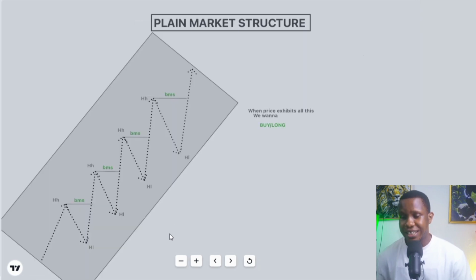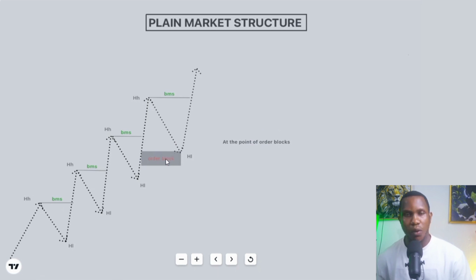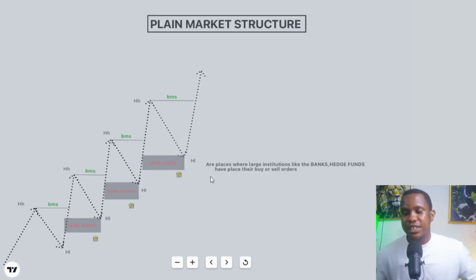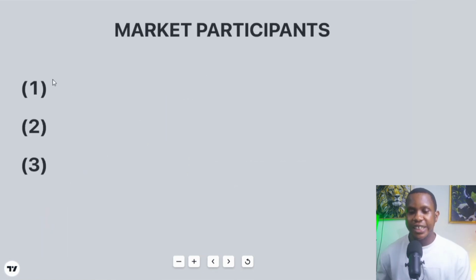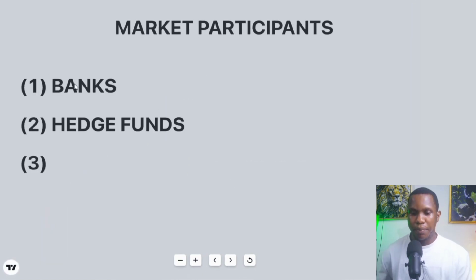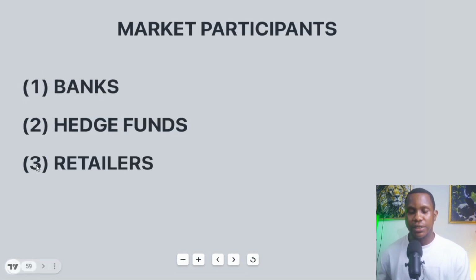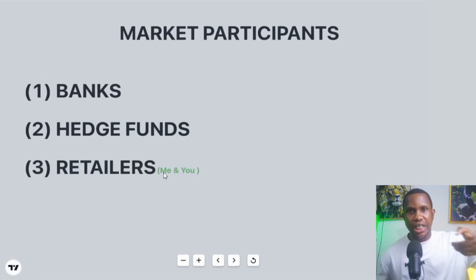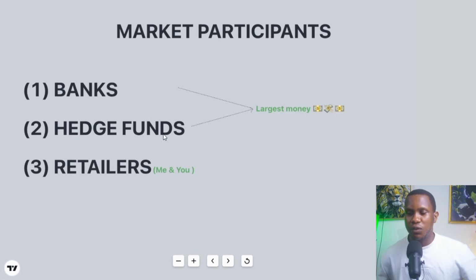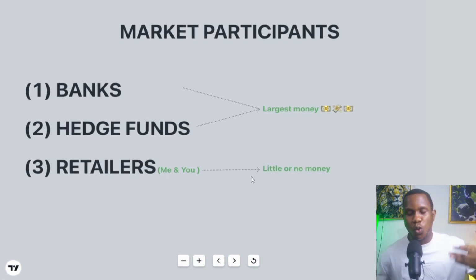So when price action is exhibiting all this, we want to buy in the market at the point of order blocks. Order blocks are places institutions like the banks, hedge funds have placed here, buy or sell order, guys. So we have 3 types of market participants: the banks and the hedge funds and the retailers, which is me and you. The banks and the hedge funds have the largest money in the market. Me and you have little or no money.